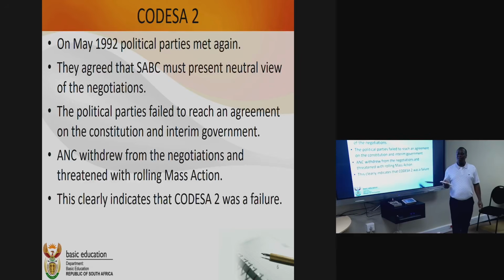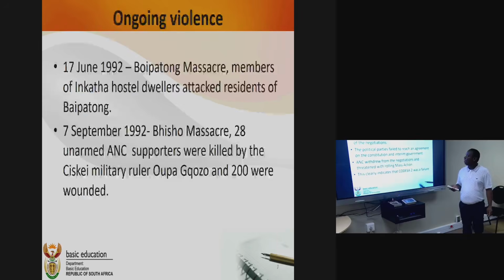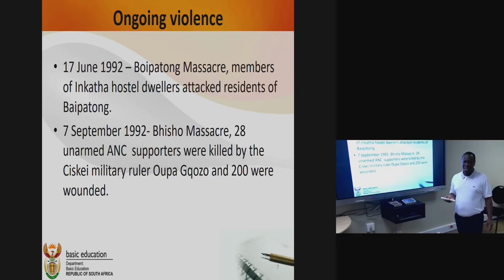Can we say that CODESA II was a success or a failure? We all agree that CODESA II was a failure because political parties did not agree on the interim government, and they did not agree on the constitution. Furthermore, there was ongoing violence. Violence was throughout the negotiations. There were many types of violence that occurred, so we cannot discuss all of them, but we just cite some examples.